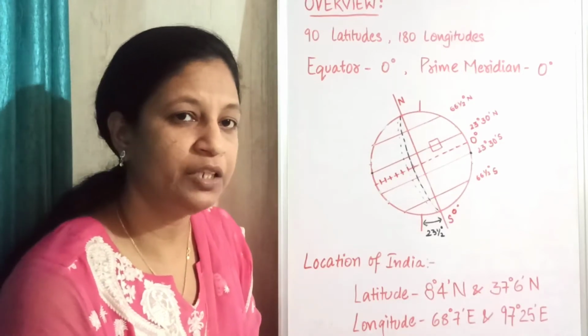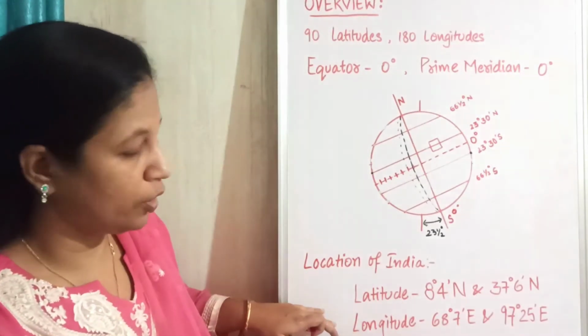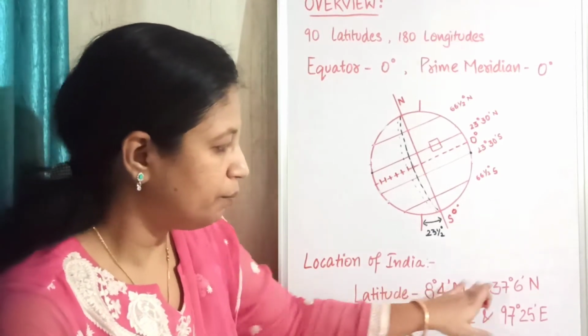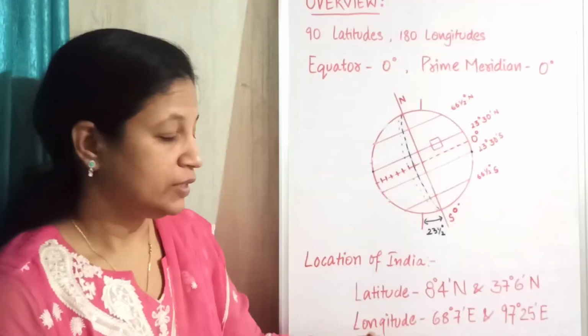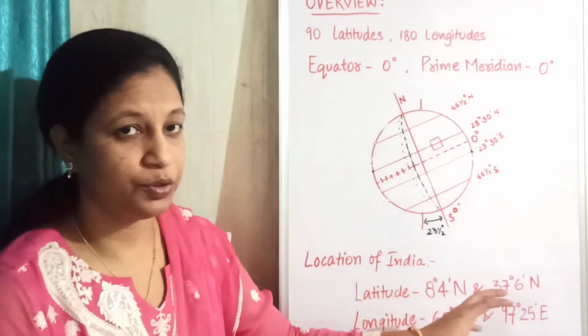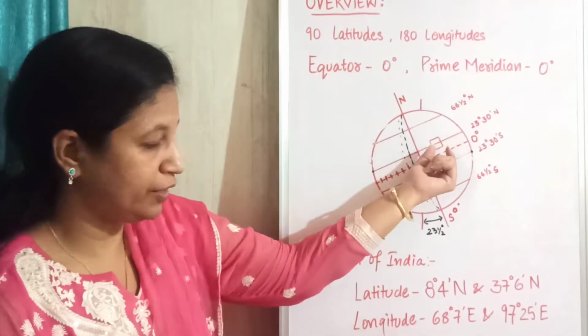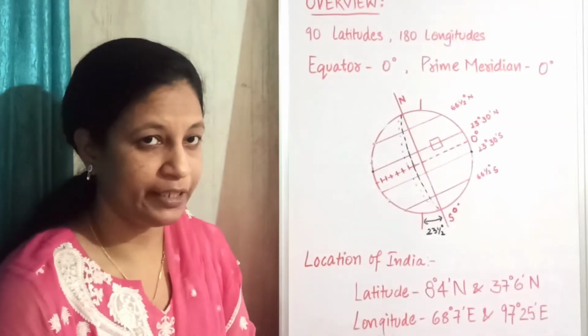We want to identify India. Now see the points here, what we have written. We are trying to identify India by these numbers. These numbers will be helping you to identify a particular place. And these are what I have written for India to identify.